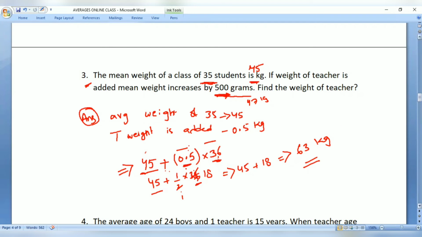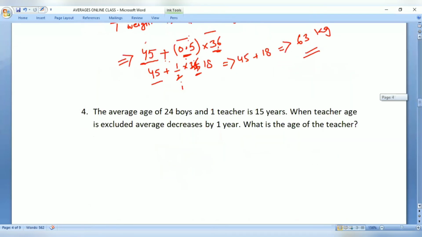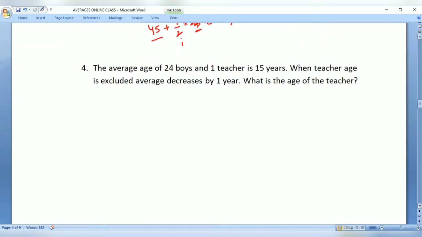Okay. Now let us see one more problem here. The average age of 24 boys and a teacher. Now together 24 boys and one teacher as a unit. So this average is 15 years. When the teacher's age is excluded, that means the teacher is now being excluded, the average decreases by 1 year. What is the age of the teacher?